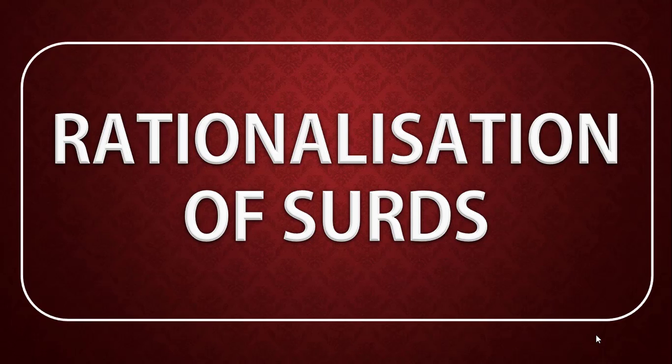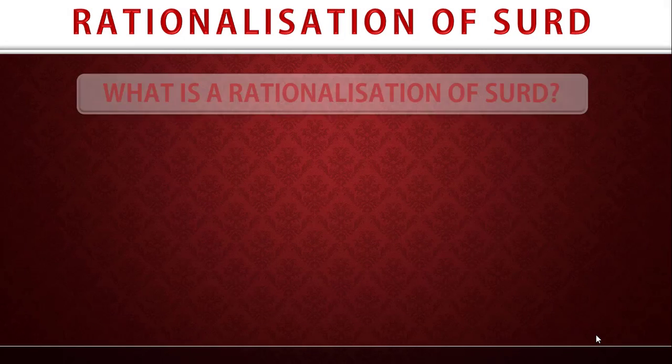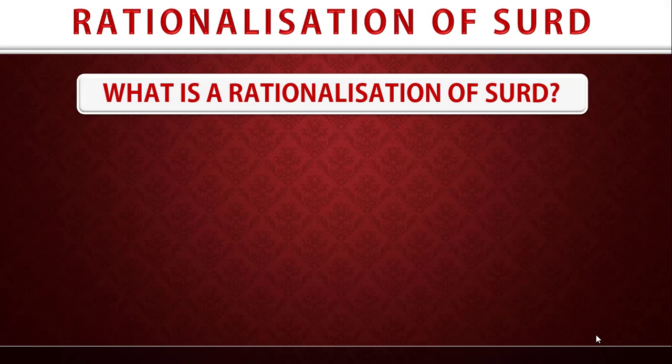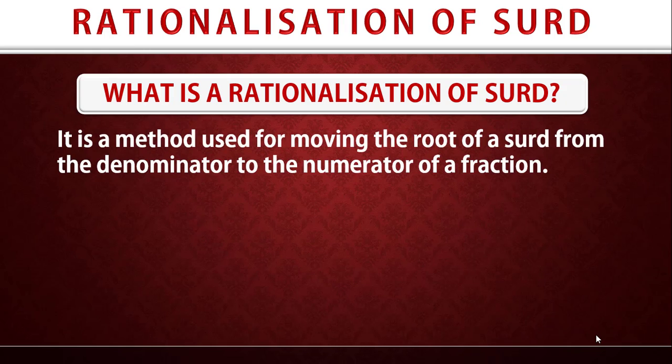In this lesson, I'll be showing you how to rationalize surds. What do we mean by rationalization of surds? It simply means the method of moving the root of a surd from the denominator to the numerator of a fraction. For instance, we're given 3 over root 2.